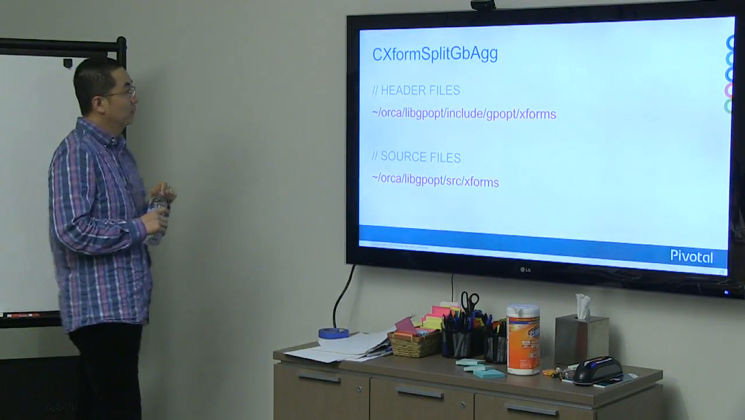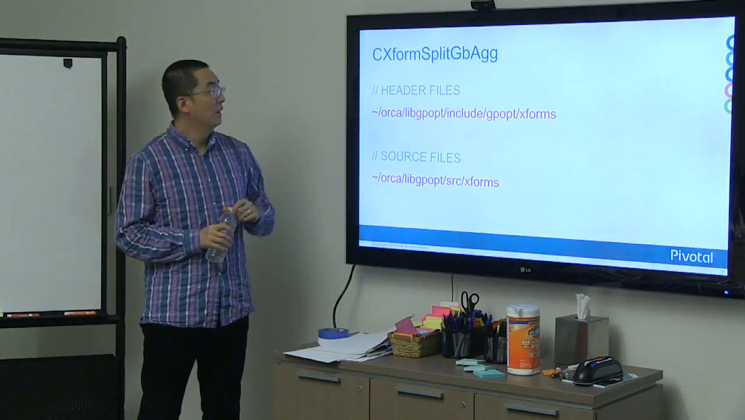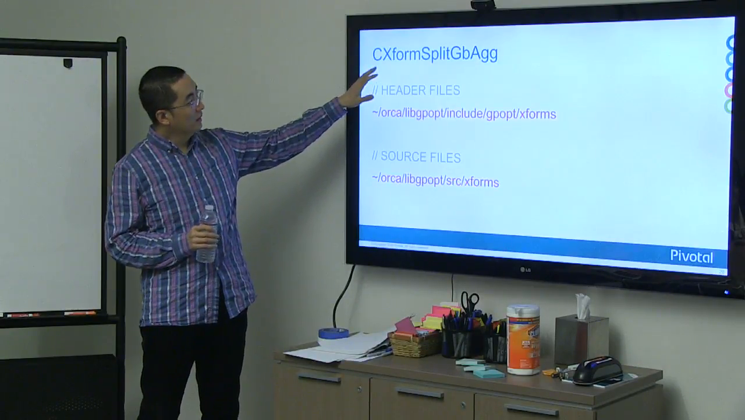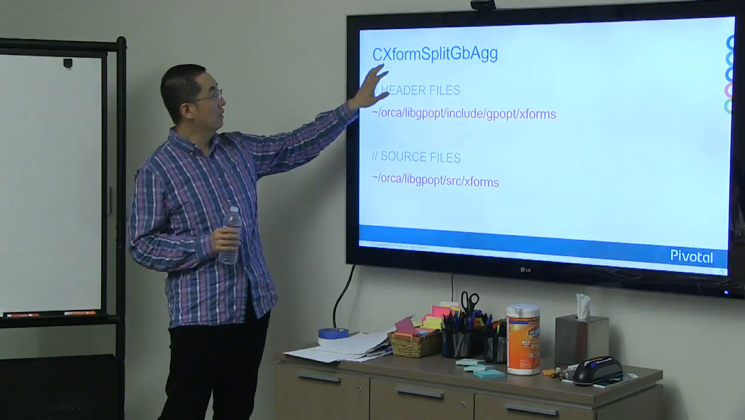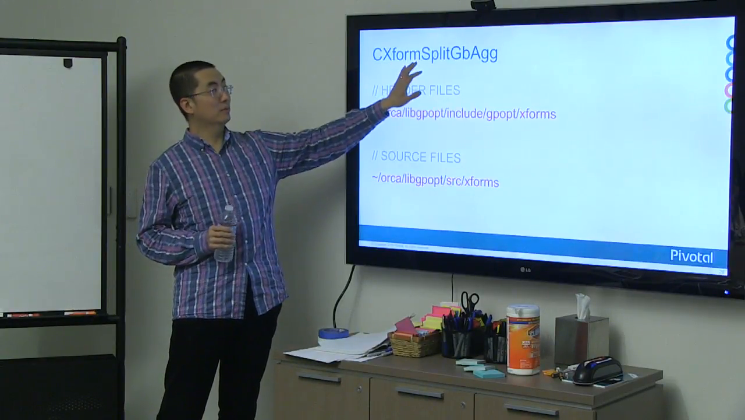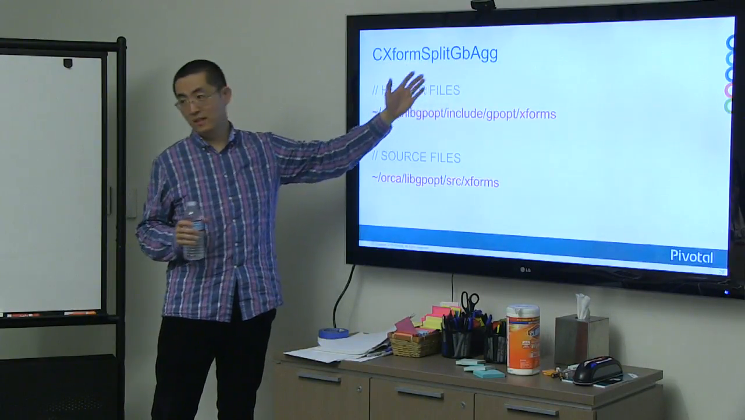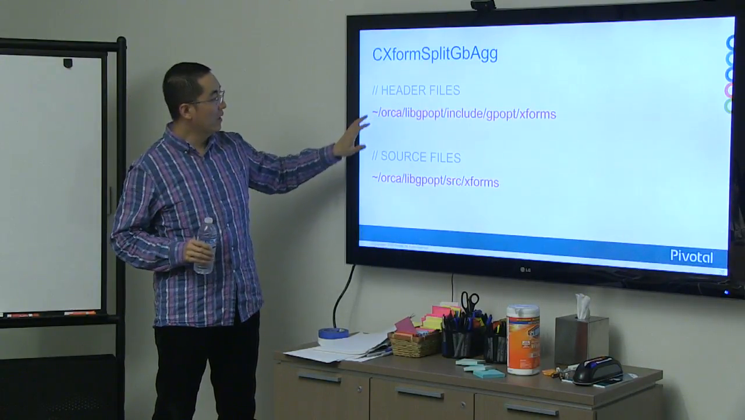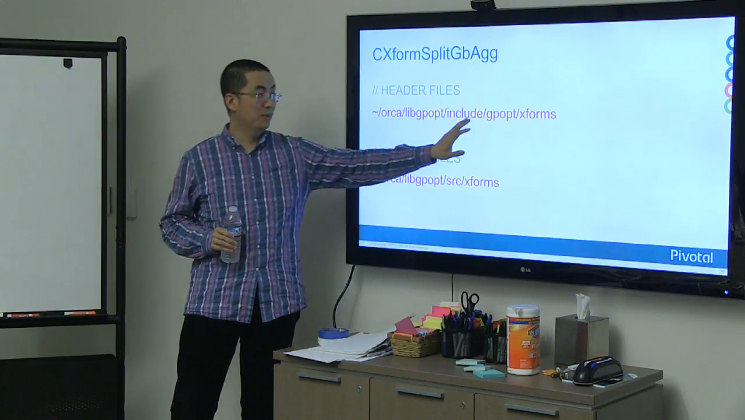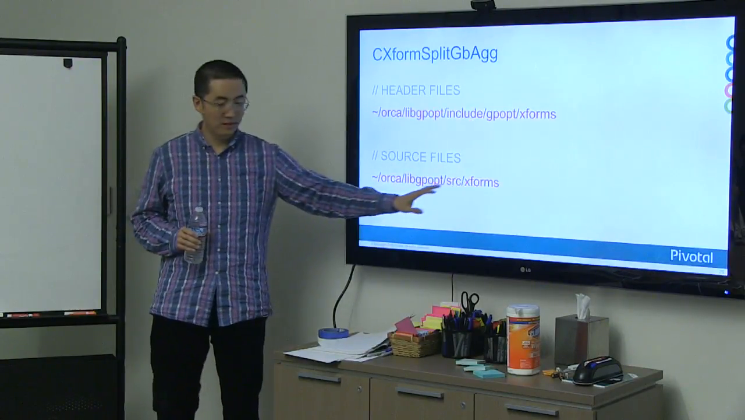We say, okay, good. Let's add a rule. Every rule in GPORCA is actually encapsulated in its own class. In this case, we'll introduce a new class called CXformSplitGbAgg, group by aggregate. All the header files basically go under orca libgpopt include, and the sources are under src.